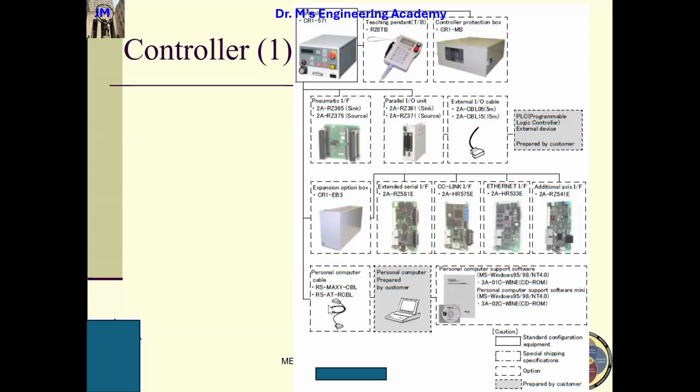And here is the personal computer. You connect the industrial robot with your computer. And here is the personal computer support software. This is not necessarily available now, because technology has been evolving all the time, and we have much more sophisticated software.